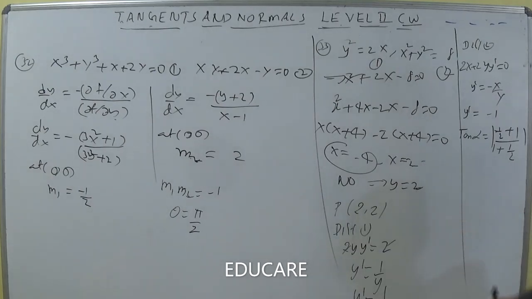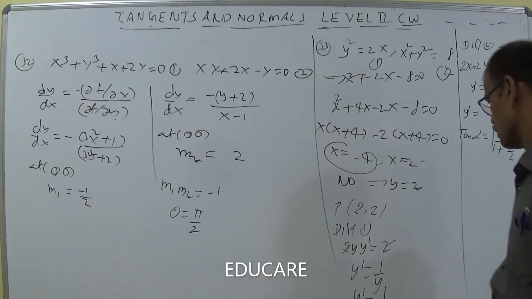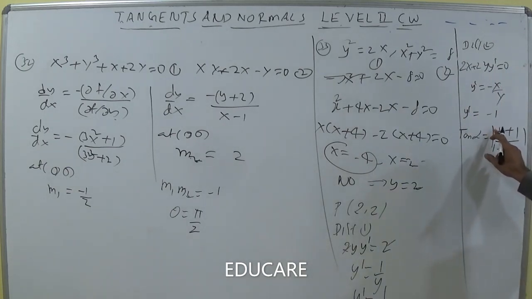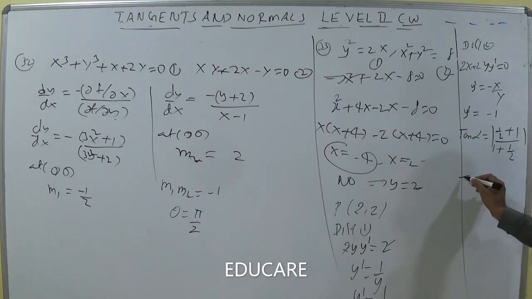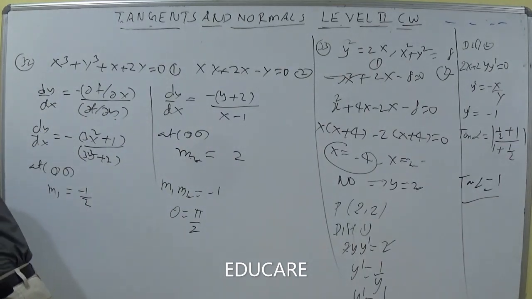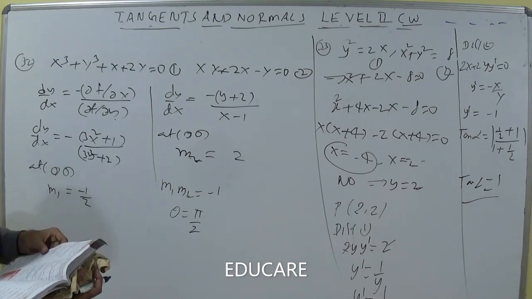Tan inverse of m1 minus m2 by 1 plus m1 m2. Here y dash is simply 1 by 2, not minus 1 by 2. So tan alpha equal to 1. He simply left the answer as tan alpha is equal to 1.